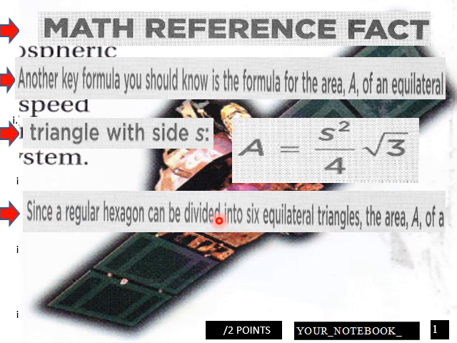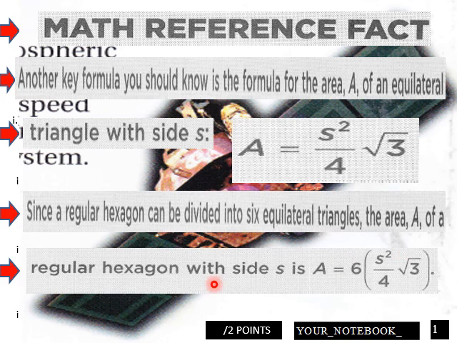Since a regular hexagon can be divided into 6 equilateral triangles, the area A of a regular hexagon with side S is area equals 6 times S squared over 4 times square root of 3, and this is for a regular hexagon.